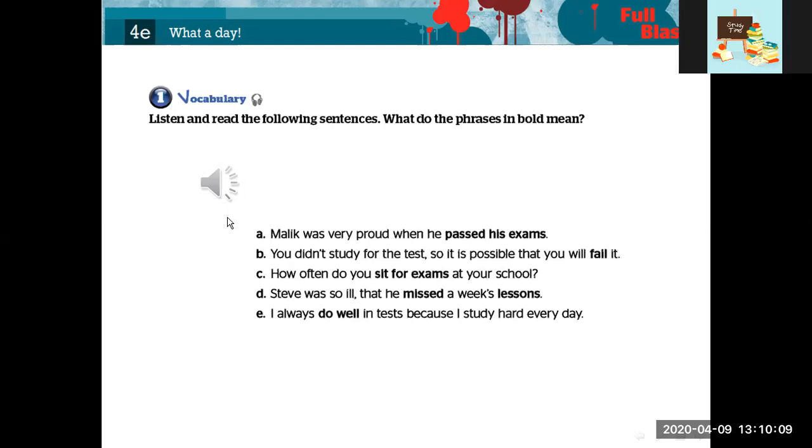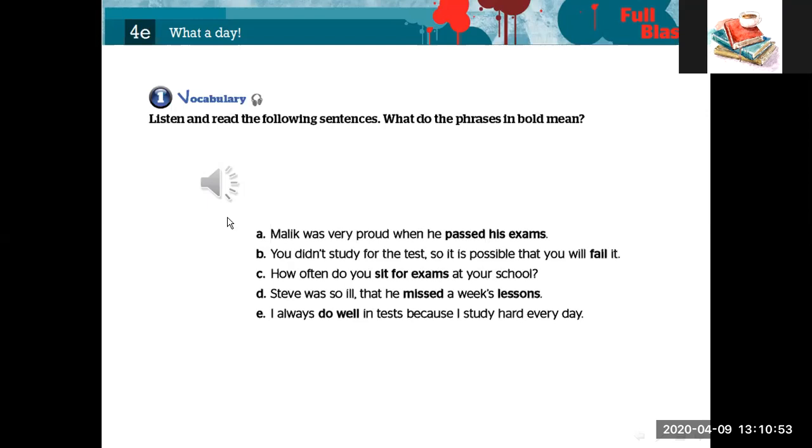Muhammad, number 2. You didn't study for the test, so it is possible that you will fail it. Fail means... he didn't study, so he failed. He didn't succeed. When you cannot achieve or fulfill something, when you can't fulfill your goal, you can't achieve your goal, so we call it fail. Okay. Thank you, Muhammad.